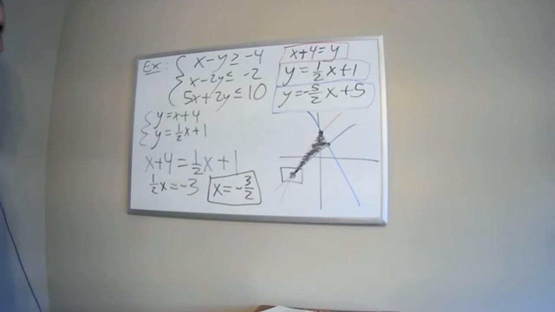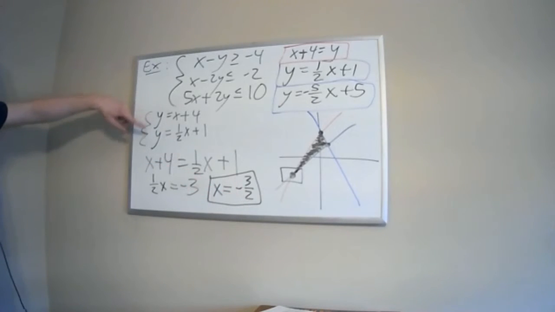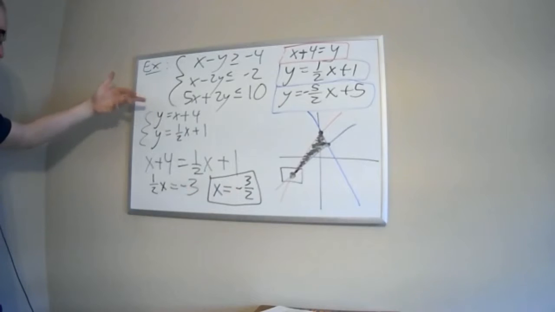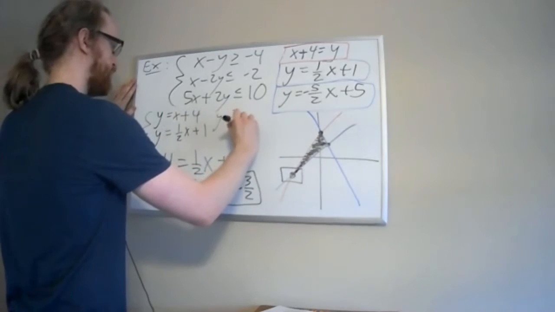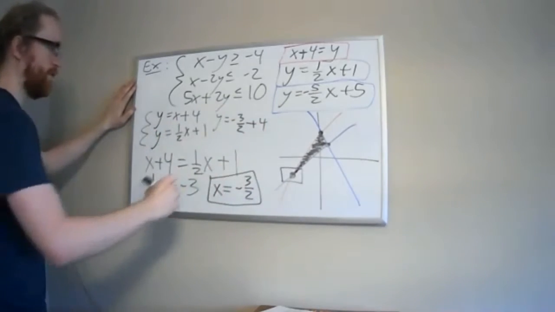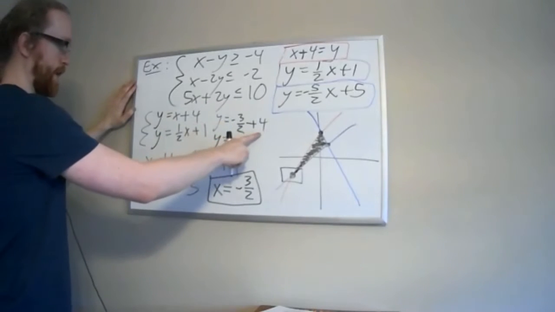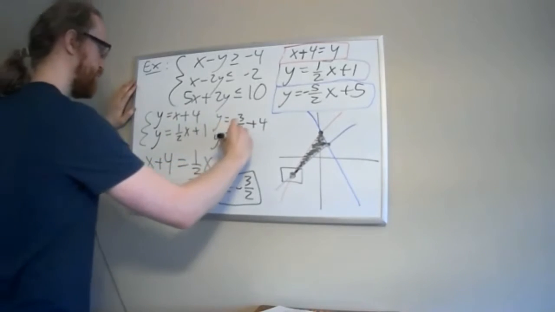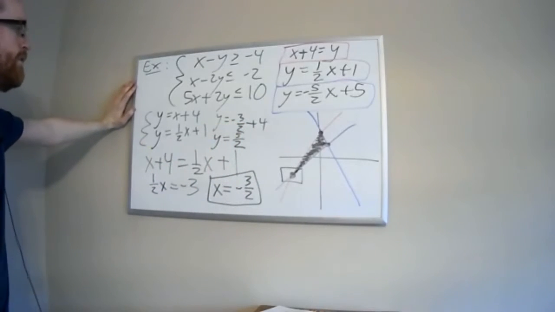Now that I know x, I can go back and find y by just plugging x equals -3/2 into one of these two equations. It doesn't matter which one. I'll just take the first one. So y will equal -3/2 plus 4, and -3/2 plus 4, let's see, I'd have to write 8/2, so 5/2, maybe?